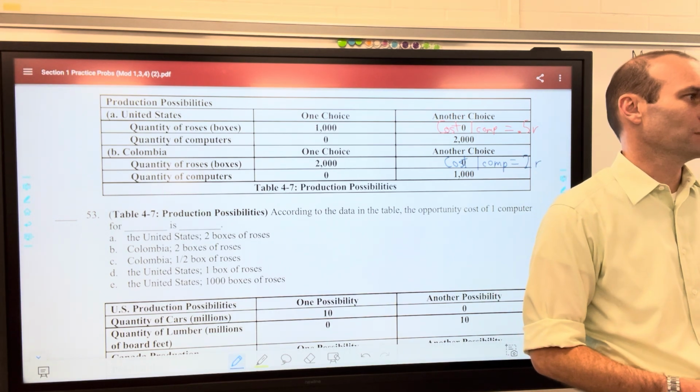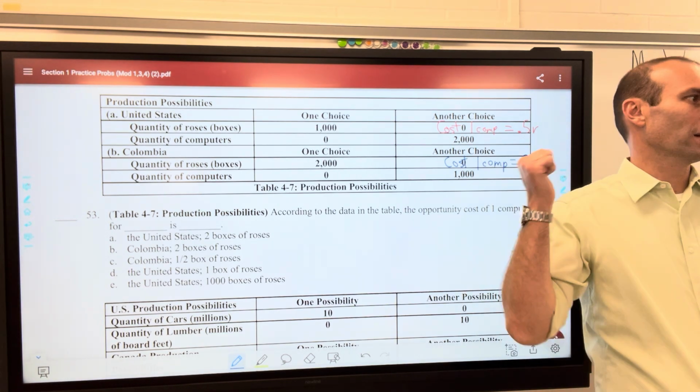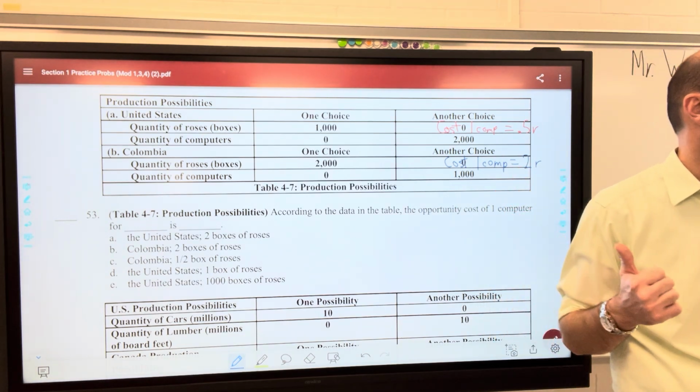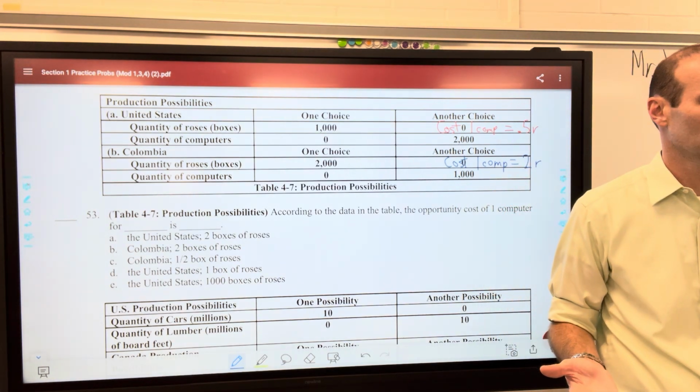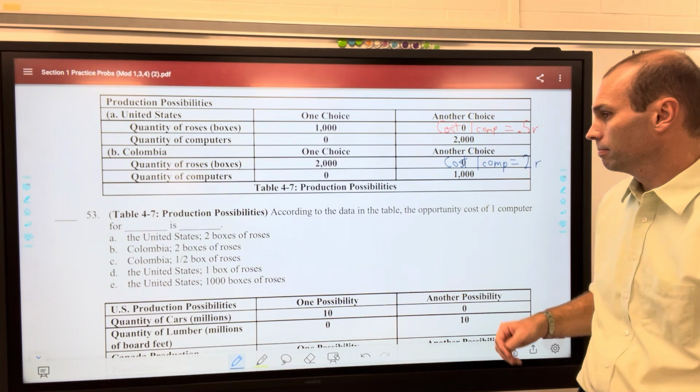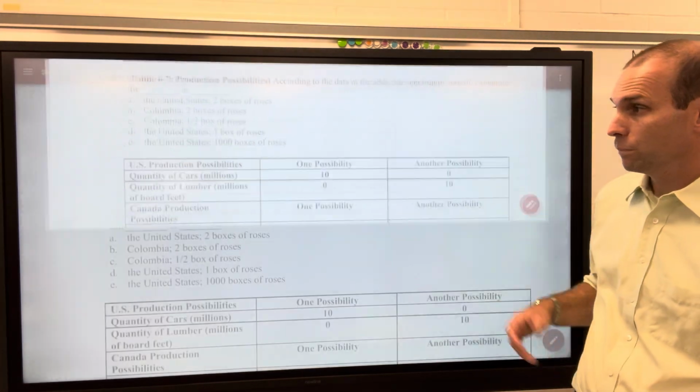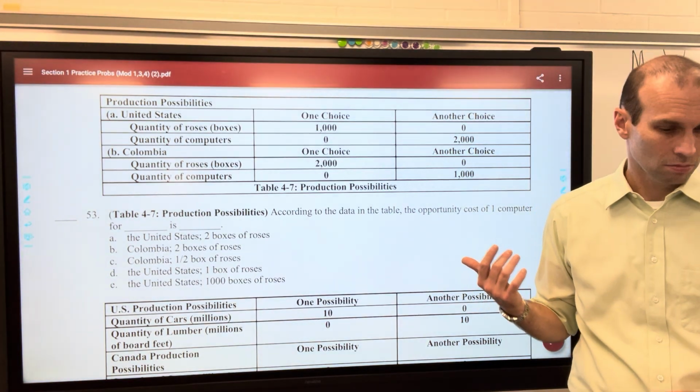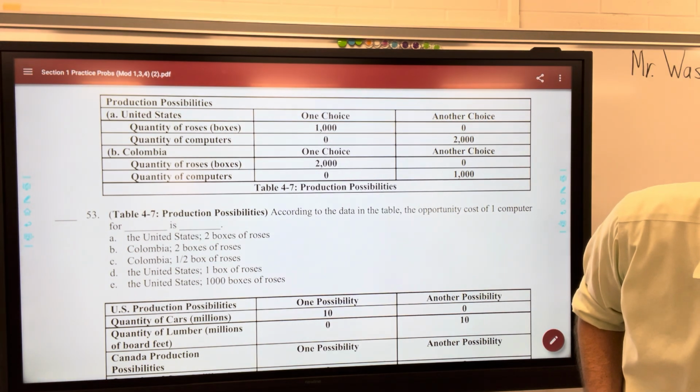Little bit of math. How hard was that math? That's the right difficulty of math. Okay, calculator necessary? Okay. Do you guys feel good about 53 then? All right, let's move on. Last one, 54.